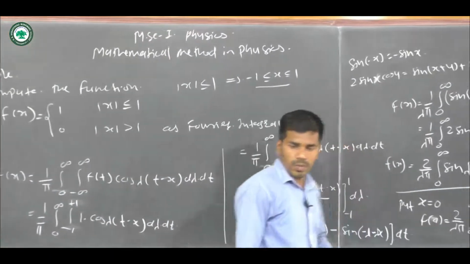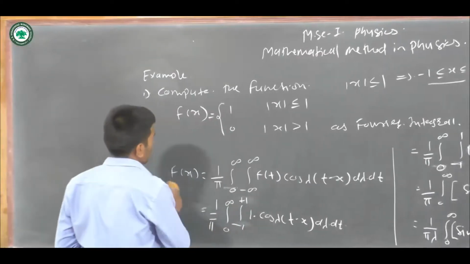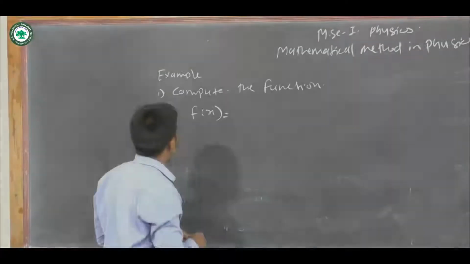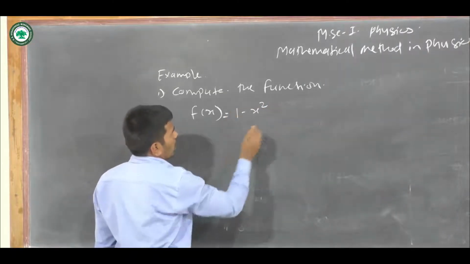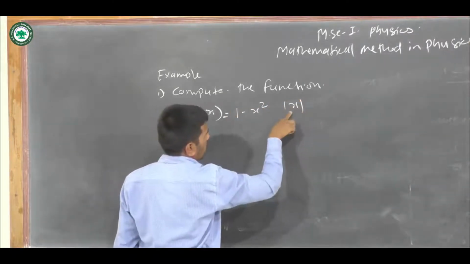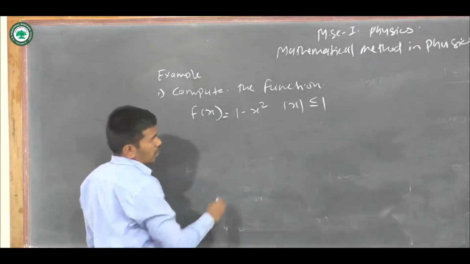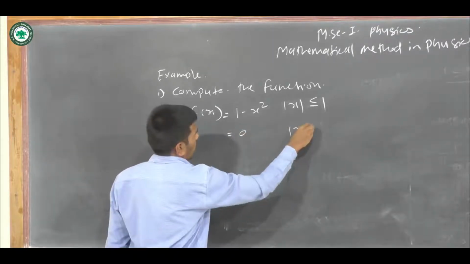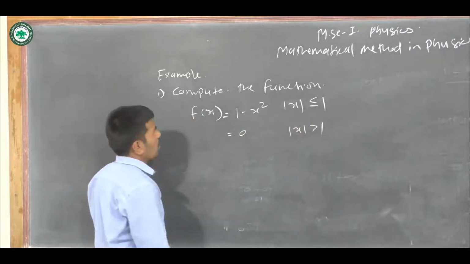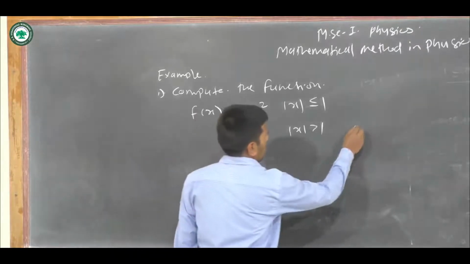Okay, so the next example is about the Fourier transform. Now f of x is equal to 1 minus x square for mod x less than or equal to 1, and is equal to 0 for mod x greater than 1. So compute the function f of x as a Fourier transform.